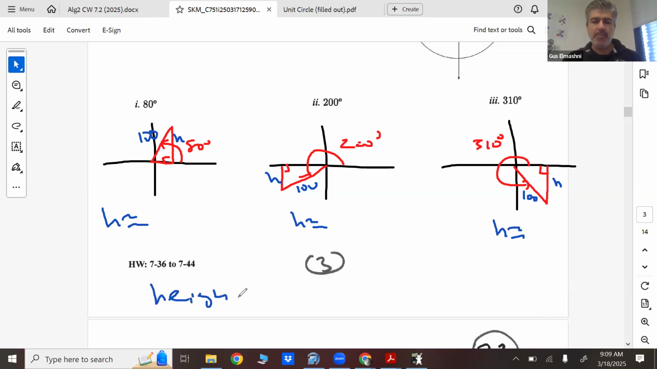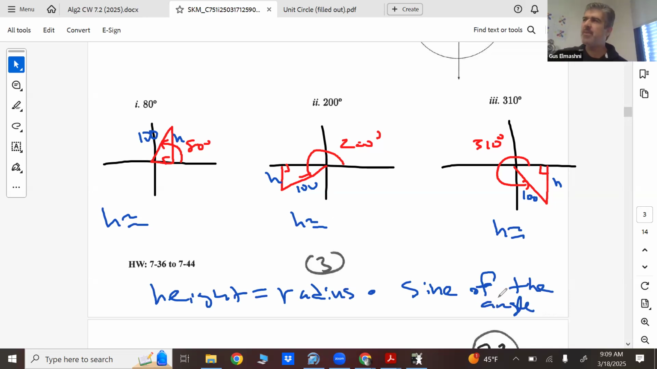The height's going to be the radius times the sine of the angle. Because this is the sine of the angle, height over the radius, right? Wouldn't the sine be h over r? So sine theta, or y over r. Think like that. That's actually the more proper way to think about it, y over r, right? That's really what it is.